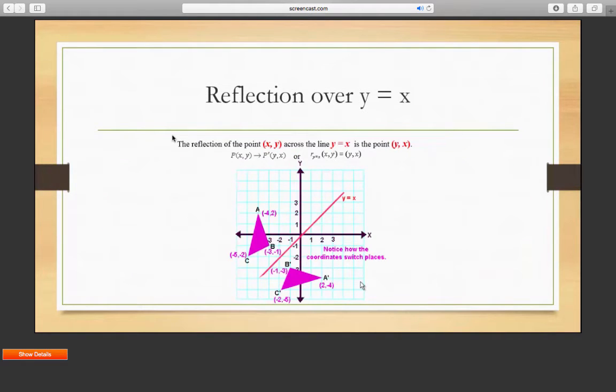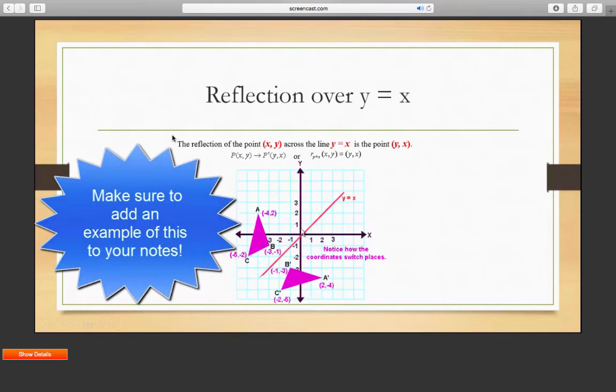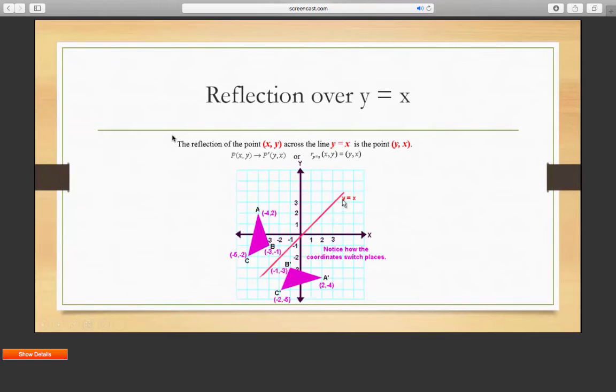The next reflection that we're going to do, we're going to reflect over the line y equals x. The line y equals x, just to review, is the line that goes through 0, 0, and has a slope of 1. So we're going to start at 0, we're going to go up 1 over 1, up 1 over 1, up 1 over 1. So this line right here in red is the line y equals x.